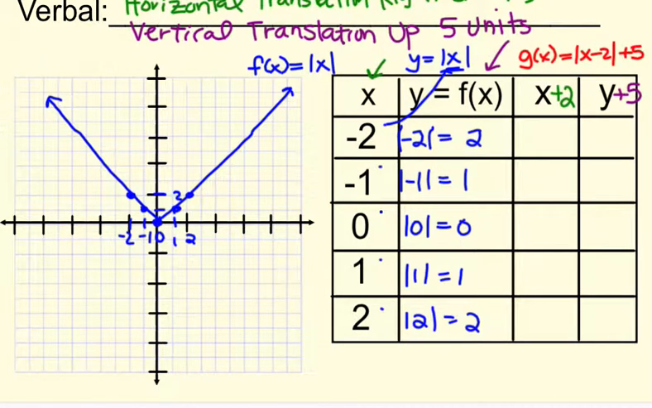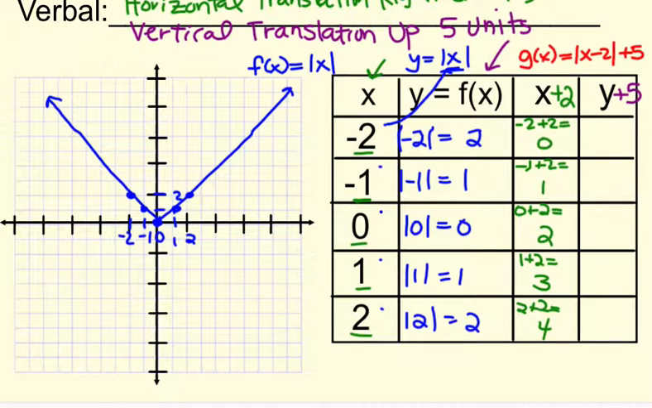All right, so we're ready to go. We're going to start with the x and add 2 to it. Negative 2 plus 2 equals 0. Now negative 1 plus 2 equals 1. 0 plus 2 equals 2. You probably can do these in your head, but since I'm teaching this to you for the first time, I'm writing it down for you. 1 plus 2 is 3. And for the last one, 2 plus 2 is 4. So I found all of the x values for the ordered pairs of our new function.